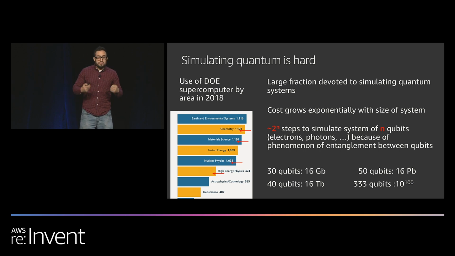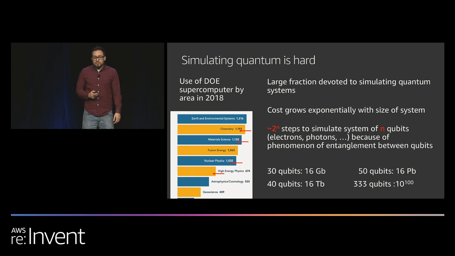This exponential growth is because of a phenomenon that we call entanglement that can happen in quantum mechanics. It doesn't happen in classical mechanics. So in pragmatic terms, it means that if you want to understand a system with 30 qubits, this takes 16 gigabytes. If you want 40 qubits, 16 terabytes. 50 qubits, already 16 petabytes. And if you have only 333 qubits, that's 10 to the power of 100, which is more than the number of particles in the visible universe, right? So there's this very fast growth.